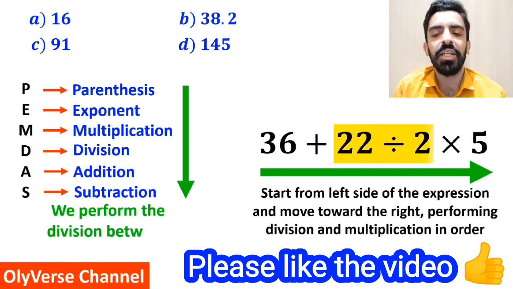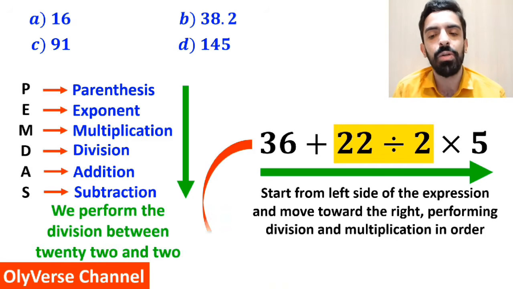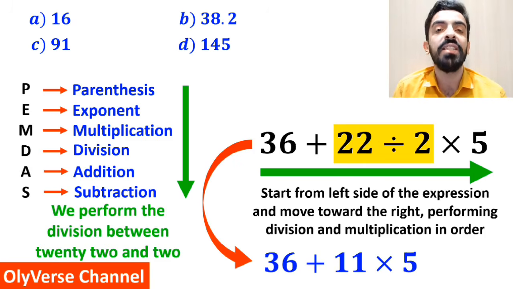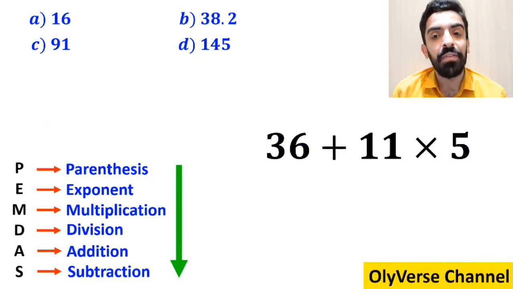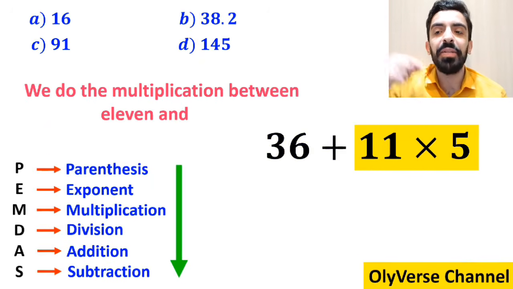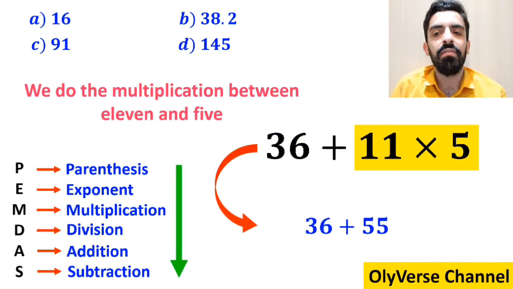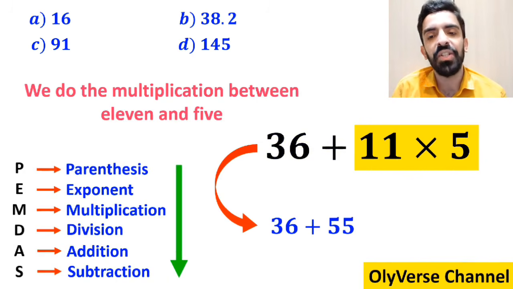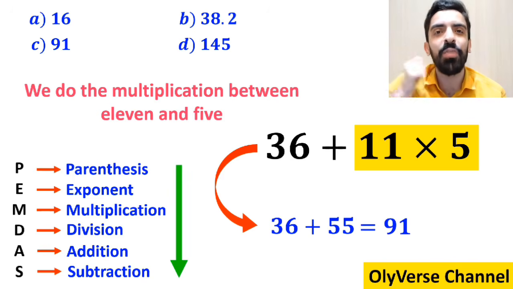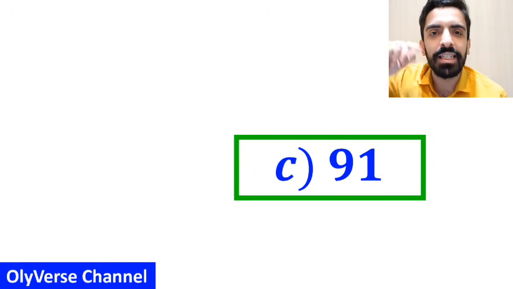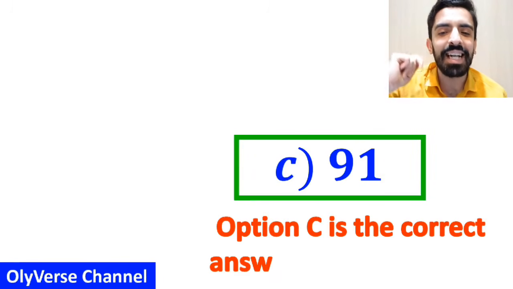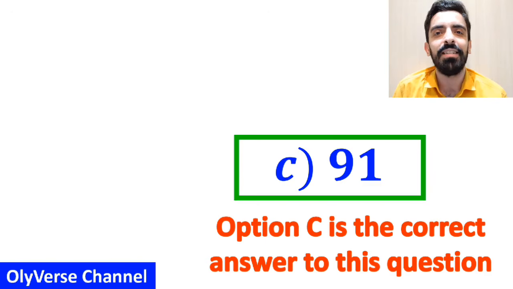So, first we perform the division between 22 and 2, and this expression simplifies to 36 plus 11 multiplied by 5. In the final step, we do the multiplication between 11 and 5, which gives us 36 plus 55. And finally, the value of this expression is equal to 91. That's great. Option C is the correct answer to this question.